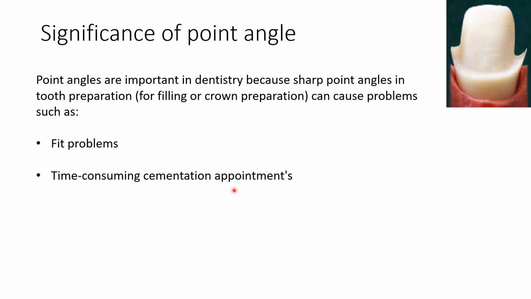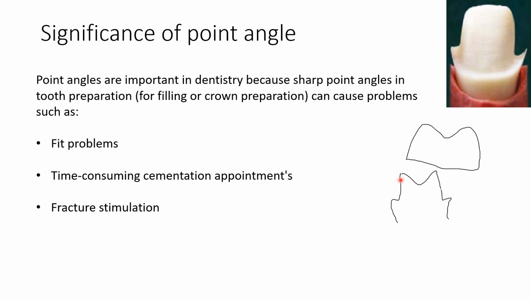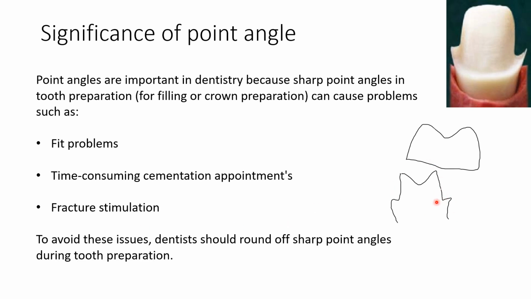There may be a time-consuming cementation appointment. If you want to put a cap on this tooth, what problem will there be? We have to round it off and make an adjustment. So it is time consuming for the cementation, that is, the fitting of the crown on this prepared tooth surface. If the point angles are sharp, this crown will not fit, and there is also a chance of fracture. If we maintain these points in a sharp way, there may be a chance of fracture of the prepared tooth surface. To avoid these issues, the dentist should round off those sharp point angles during tooth preparation. So this is the importance of the line angle and the point angle.